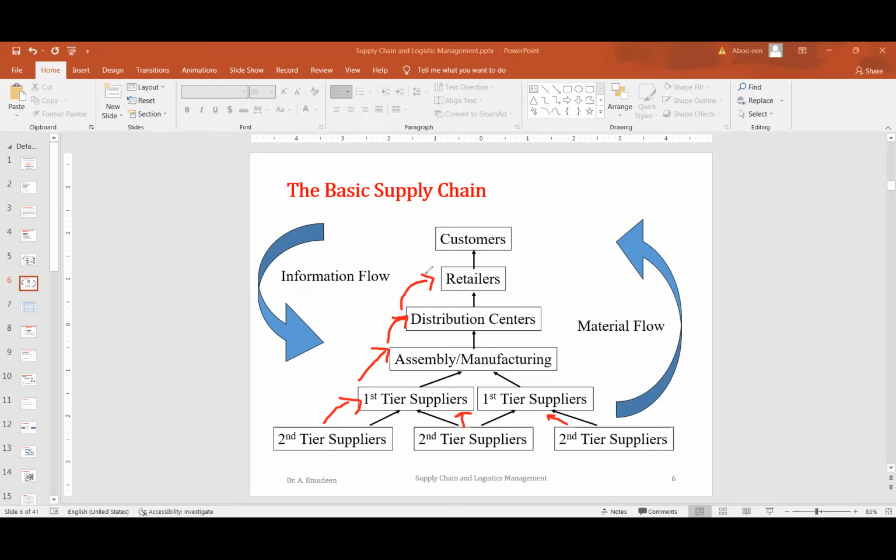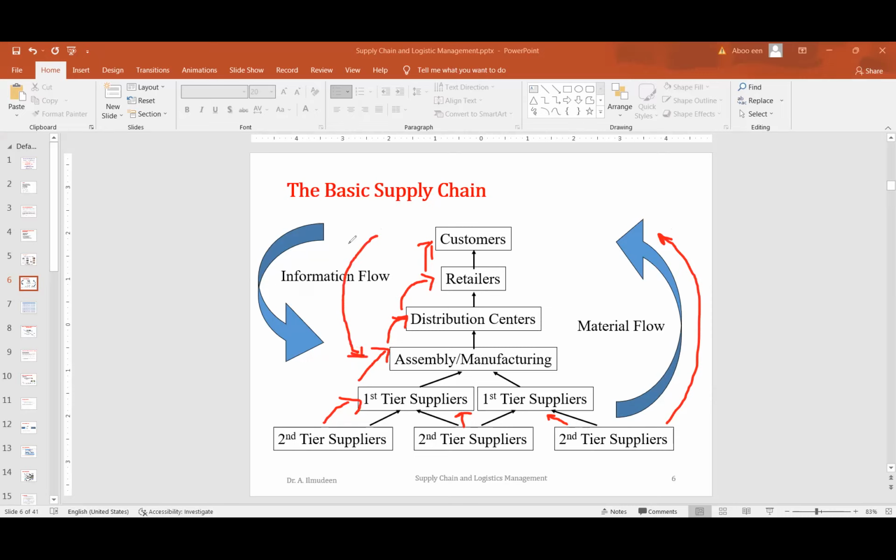And finally, the retailers are selling the product to the end users or customers. And there you see the material flows here from bottom to top. The raw materials are assembled or manufactured and transferred as a finished good to the end users or customers, the material flow. And the information flow goes from the customers to the manufacturing company or assembly organizations.